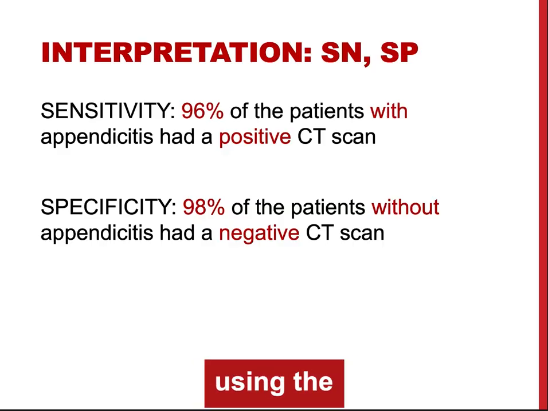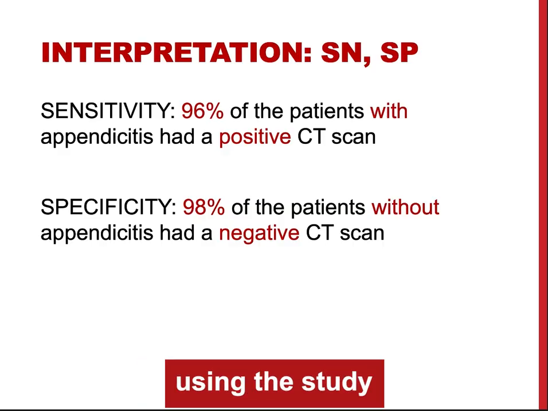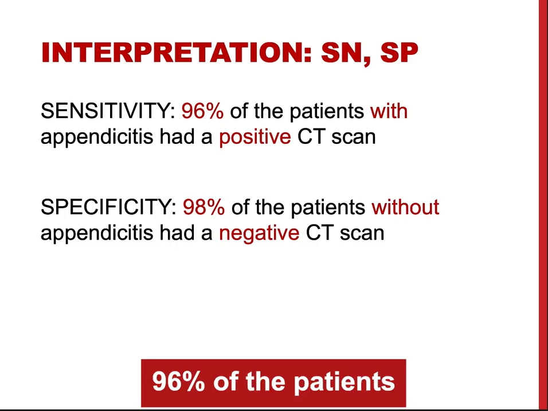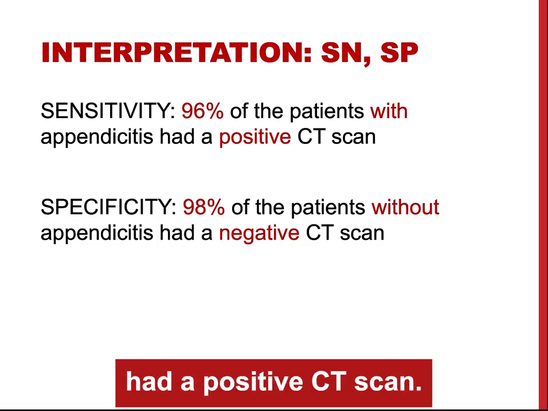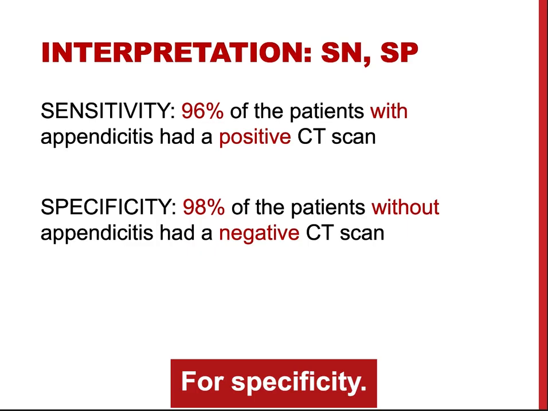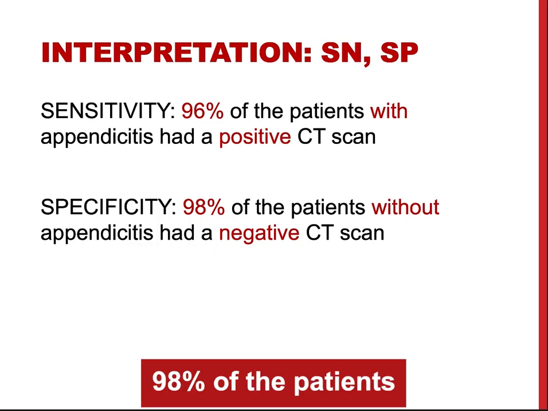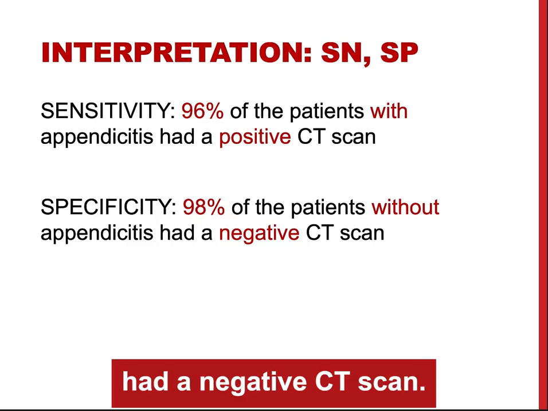It is helpful to practice using the test characteristics in a sentence using the study parameters. For sensitivity, 96% of the patients with appendicitis had a positive CT scan. For specificity, 98% of the patients without appendicitis had a negative scan.